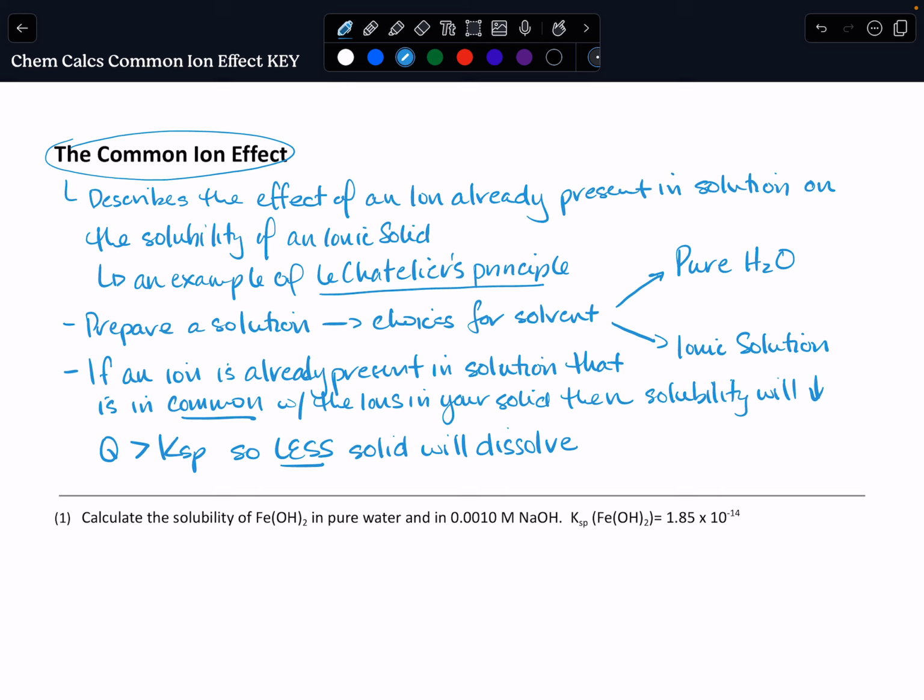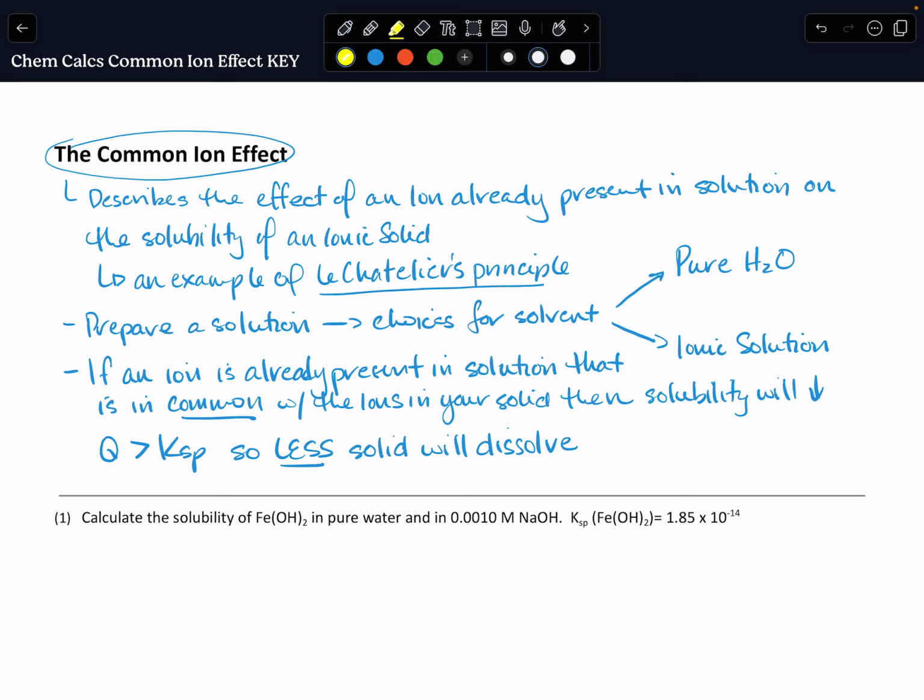Now this is most important for our less soluble ionic solids. If you try to dissolve NaCl, it's going to dissolve until you reach the saturation limit. Common ions aren't really going to impact our already very soluble salts, but those less soluble salts are going to be heavily dependent on the presence of this common ion for their solubility. Okay, so we're going to try a couple of these problems.